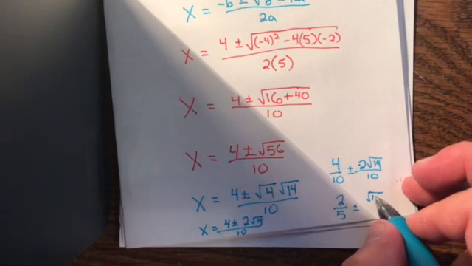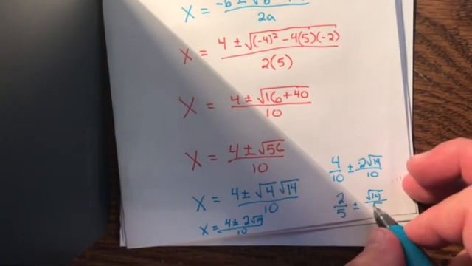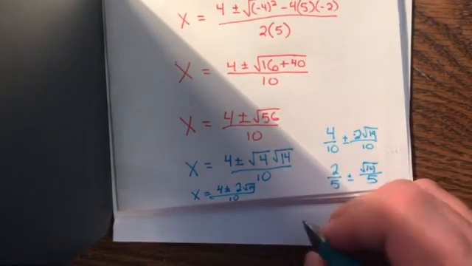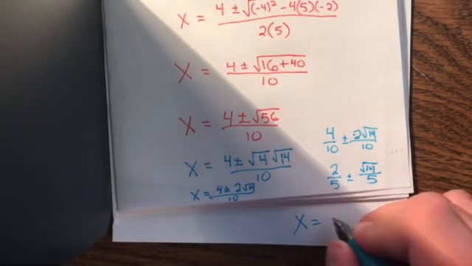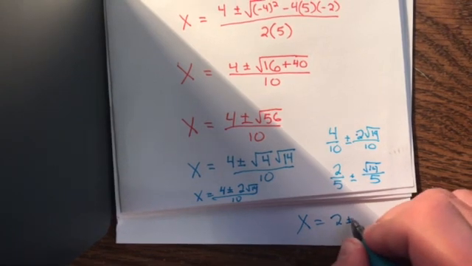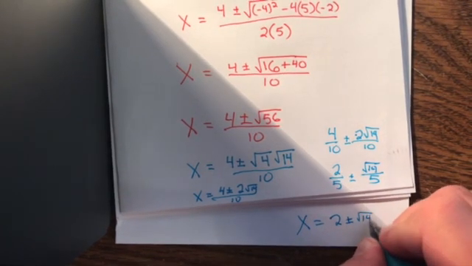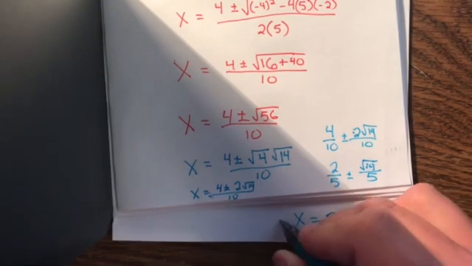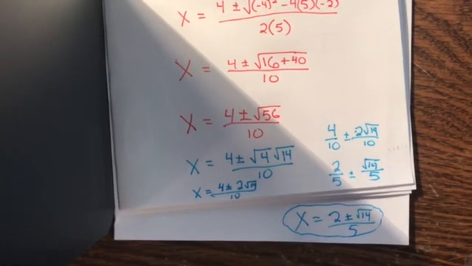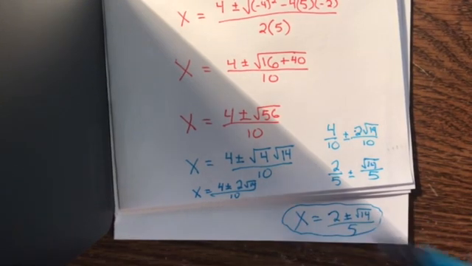And then finally, my answer: x is equal to 2 plus or minus the square root of 14, all over 5. This is what I'm looking for in most reduced form. So you'll simplify any radical parts and then simplify the fraction if possible.